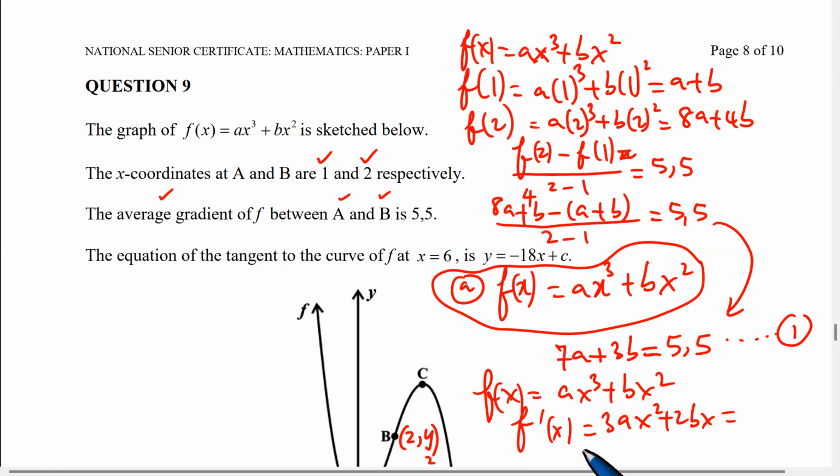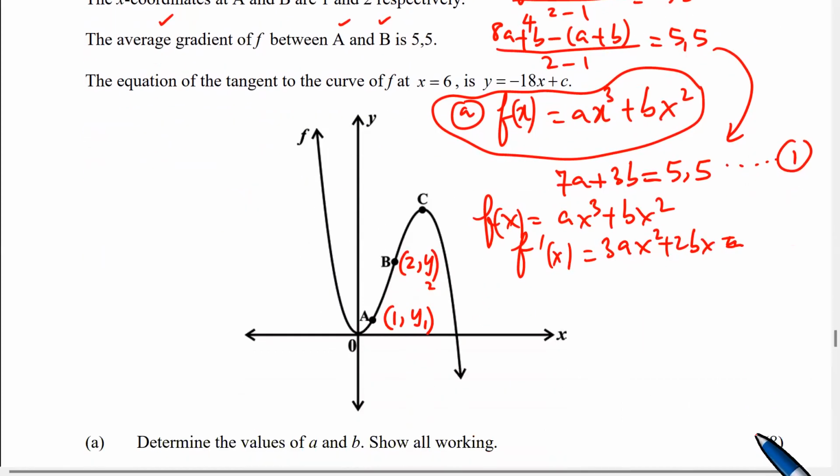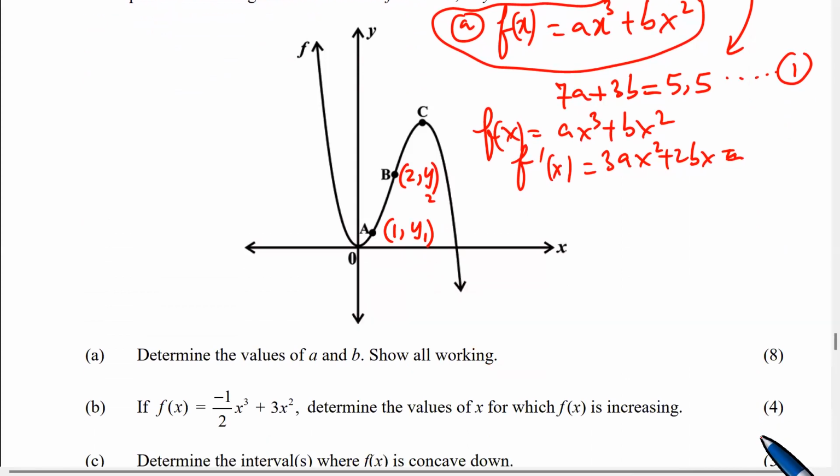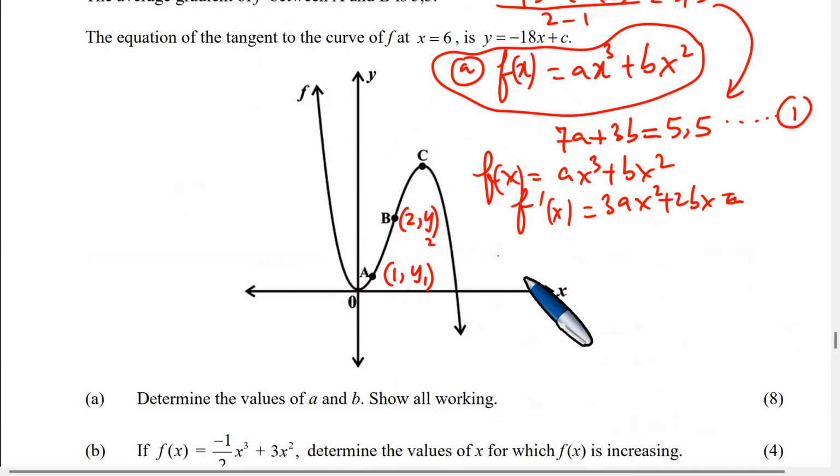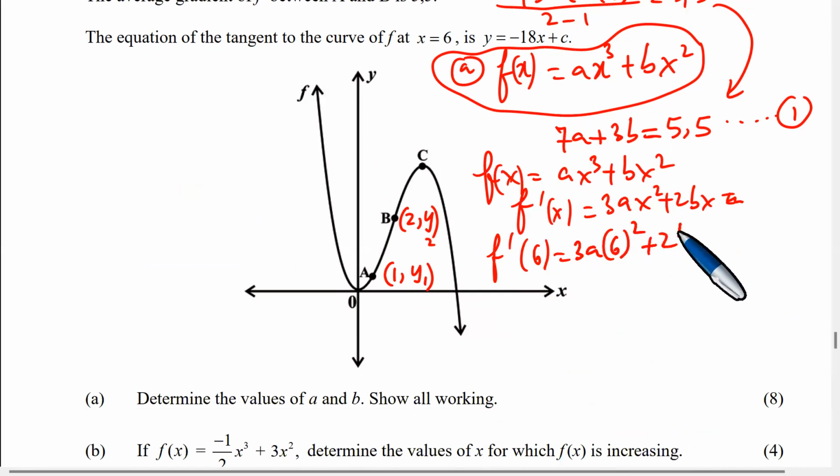But there's something we know. In particular, you have been given information. The gradient of the tangent at x equal to 6 is minus 18. So which means that f prime at 6 is actually 3a times 6 squared plus twice b into 6. Okay, so you have that.